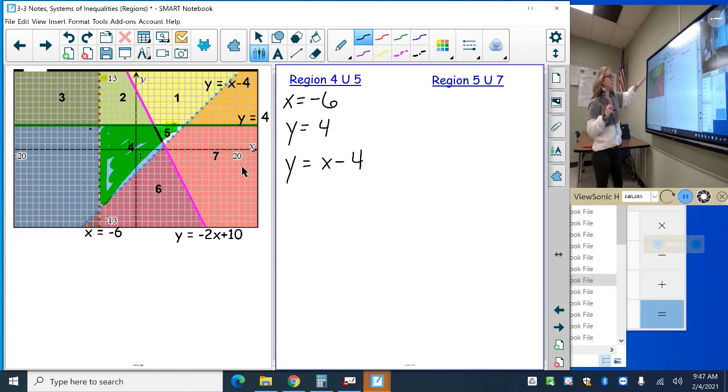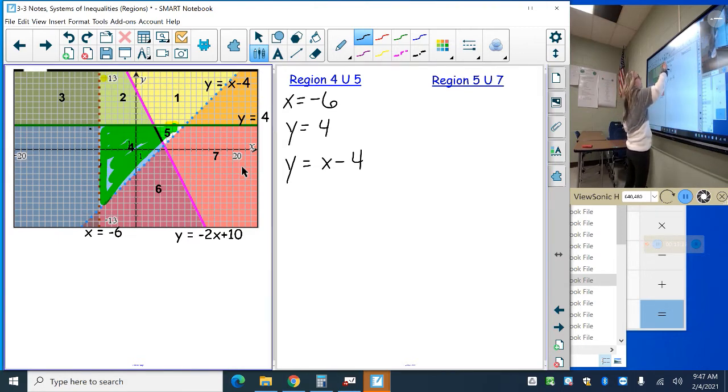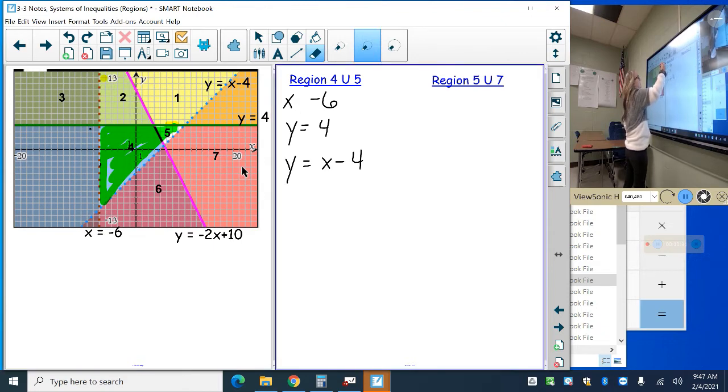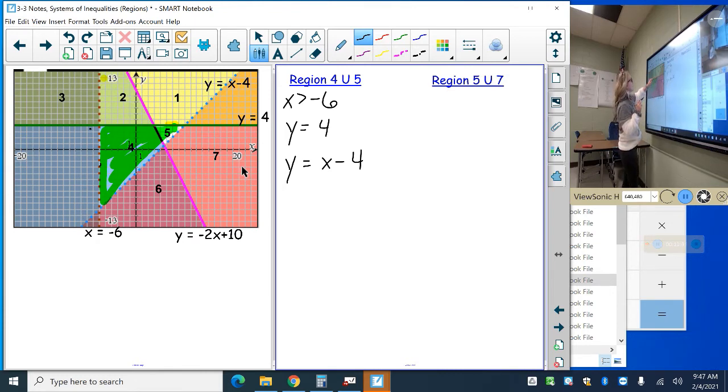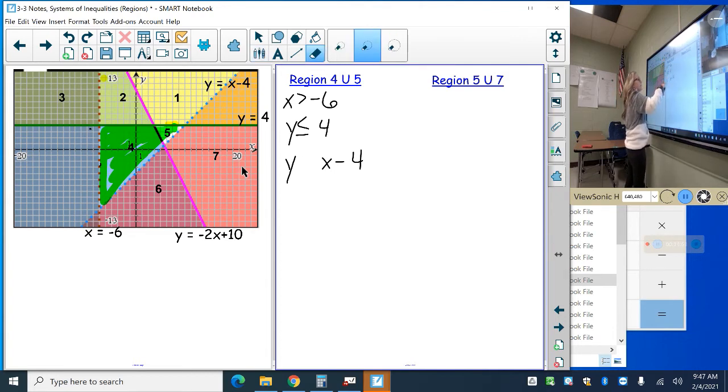So now that I have those 3, I have to think, okay, replace the equal signs with inequality symbols. Well, the first line, the red dotted line, it's going to be greater than. The green solid line, the shaded region is below it, and it's a solid line, so I'm going to replace my equal sign with a less than or equal to. Then my blue dotted line, the green shaded area is above my blue dotted line, so I'm going to replace my equal sign with greater than.